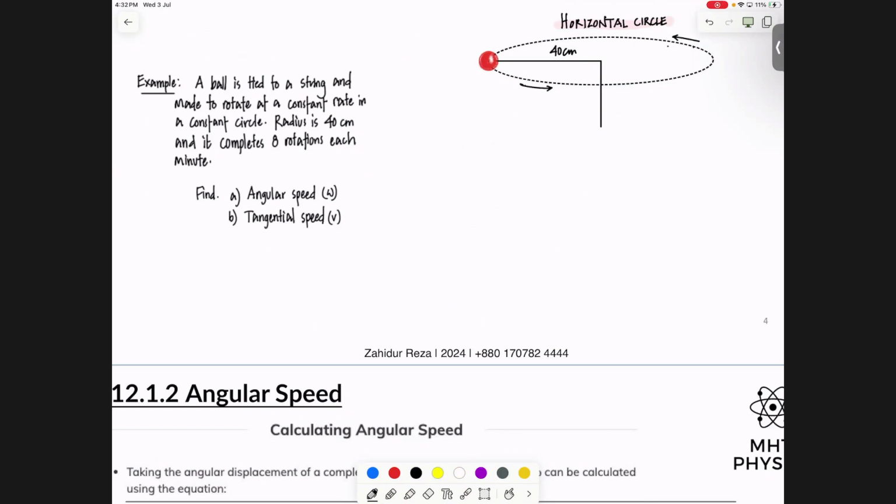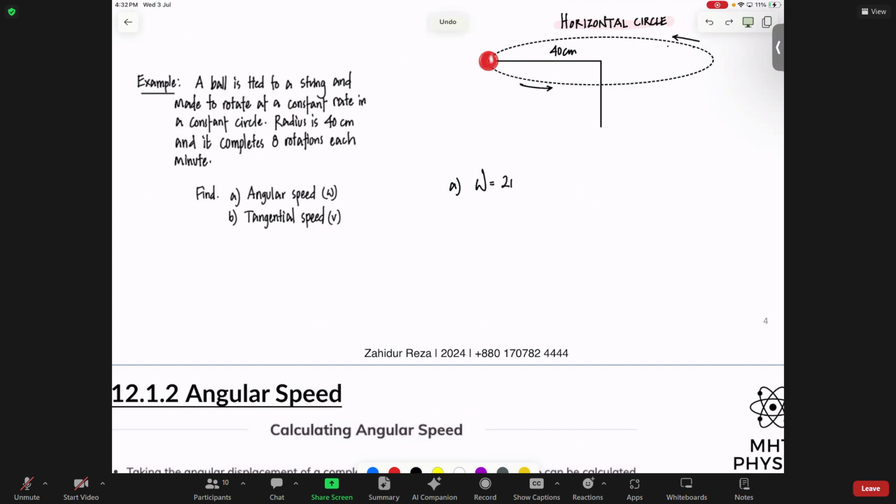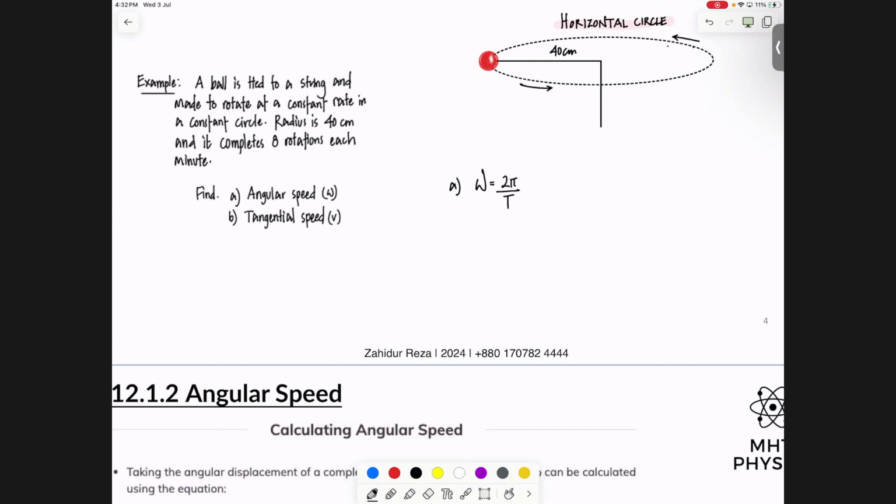So angular speed, angular speed omega equals to what? 2 pi by T, or 2 pi f. Now here we have to find one thing, which is T or f, whichever you want. Okay, how do I find that? So it says 8 rotations every minute. You can use the unitary method.